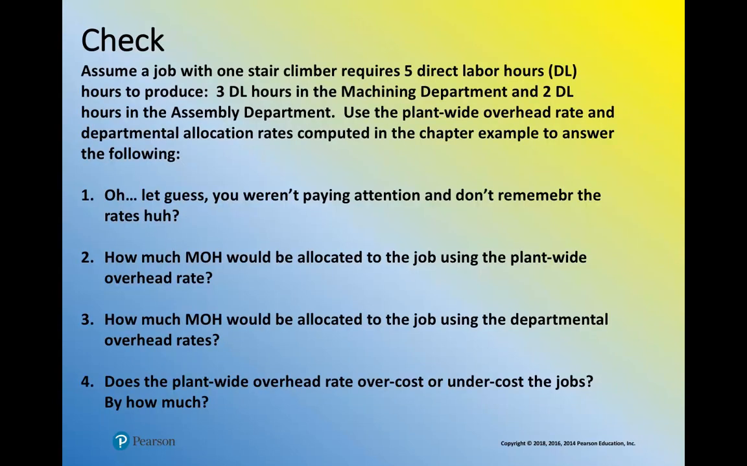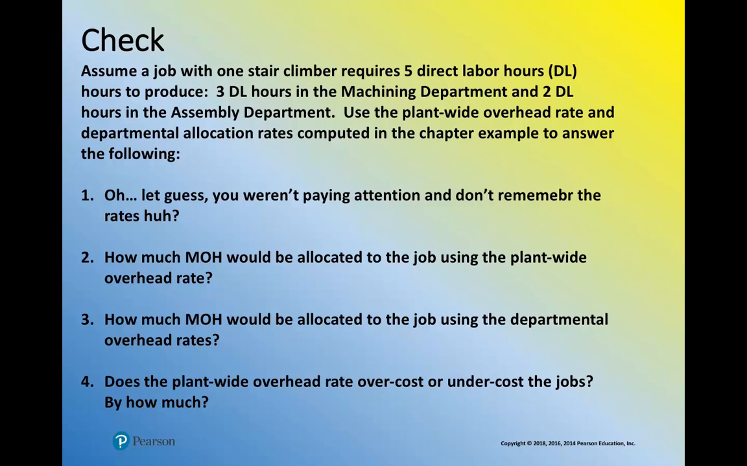So we have a quick check here, and you guys can pause the video here and try to go through this problem. But let's say assume a job with 1 stair climber requires 5 direct labor hours to produce. 3 of those are in the machining department, and 2 of those are in the assembly department. We want to use plant-wide overhead rate and departmental allocation rates to compute our answers for the following questions.